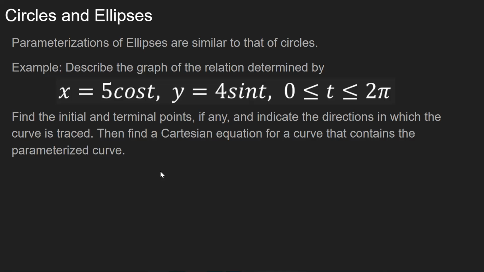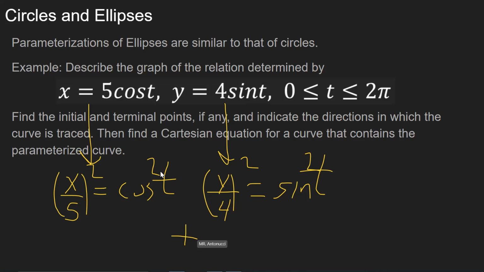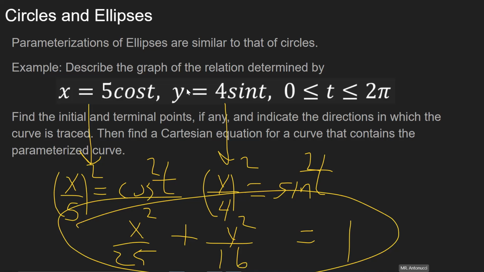All right, and then finally, we just want to get the Cartesian equation. If I solve the first one, x over 5 equals cosine t, and the second one, y over 4 equals sine t, I square them, and then I add them together. Cosine squared plus sine squared equals 1. And cosine squared is the same as x squared over 25, or over 5 squared. You can write it either way. And y squared over 16, or 4 squared. And this would be the Cartesian equation for the ellipse.